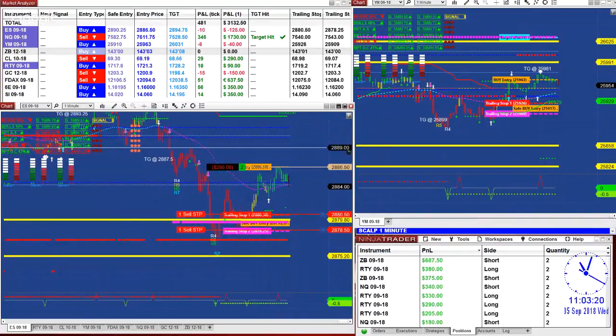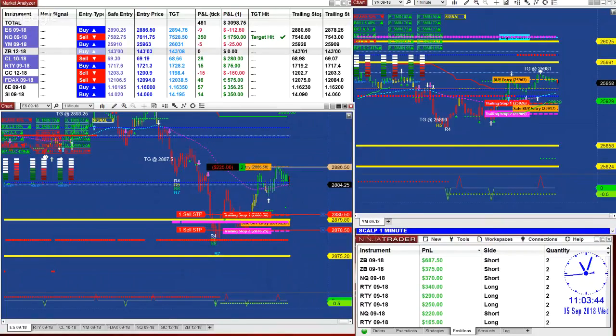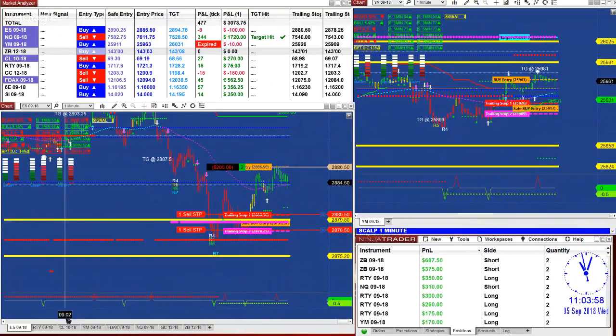Let's watch it. Let's watch this market. There is always a way we can exit. There is always a way we can get out of trouble, even when we are auto trading.